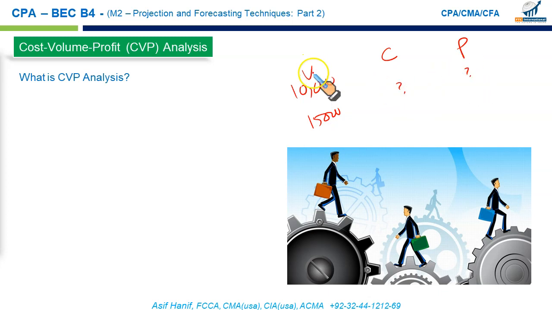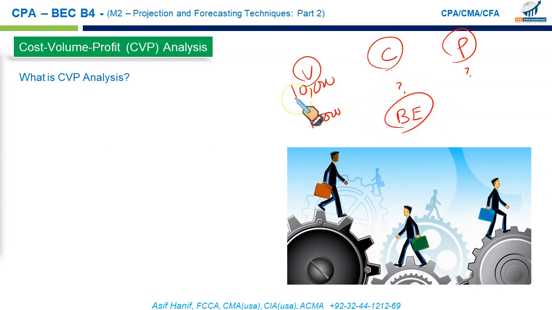So CVP analysis is an interplay between the volume of production, its corresponding cost, and the profit at that level of cost. Of course, it involves sales price as well. So it will also help us identify the point where there is no profit, no loss, also called the break-even point. We'll discuss this in a subsequent part in the same module.